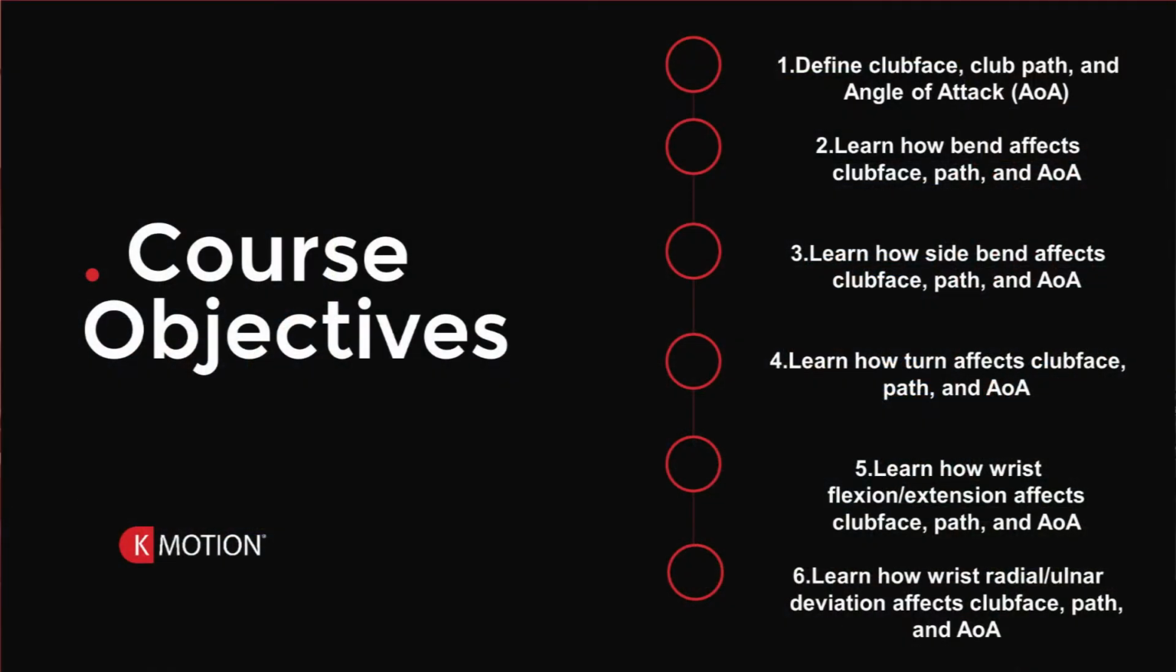We're going to first define the club face, club path, and angle of attack, just to make sure we're all kind of on the same page, same definition. Definitions actually come from the TrackMan education. Then we're going to talk about how the bend, side bend, rotation, flexion extension of the wrist, and ulnar radial deviation of the wrist influence those things.